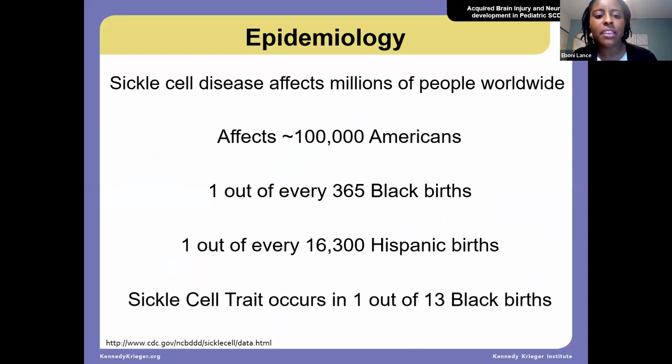You can see here these numbers are from the CDC, and they are estimates because we don't have a registry for people with sickle cell disease. But about 1 out of every 365 Black births in the United States are affected by sickle cell disease, and sickle cell trait is even more common, affecting 1 out of every 13 Black births.